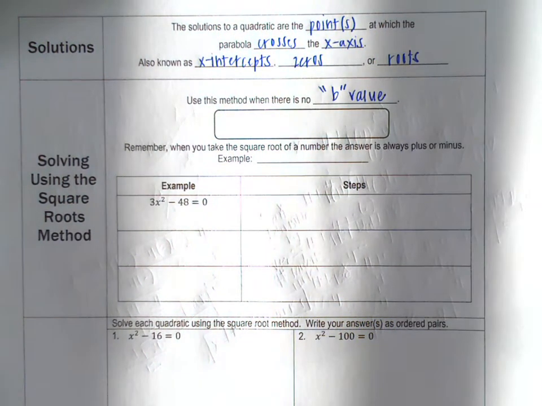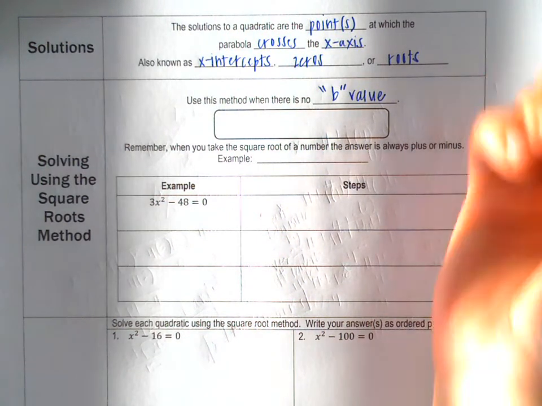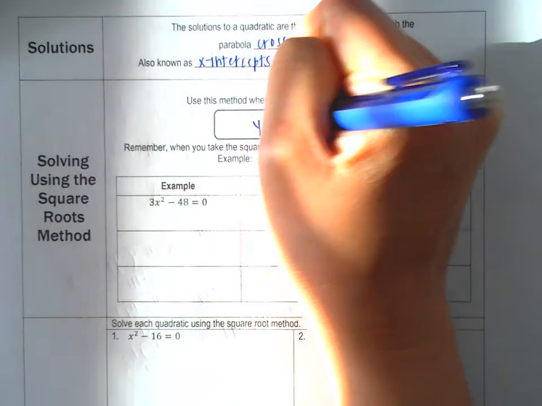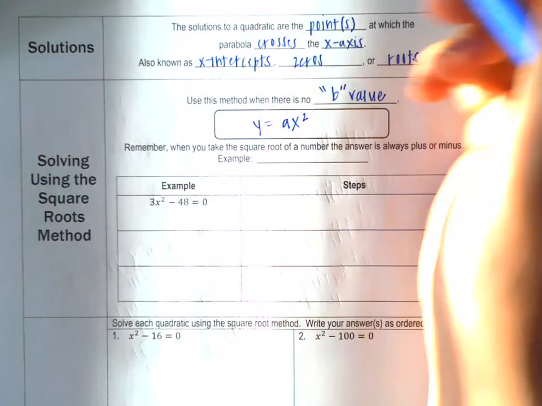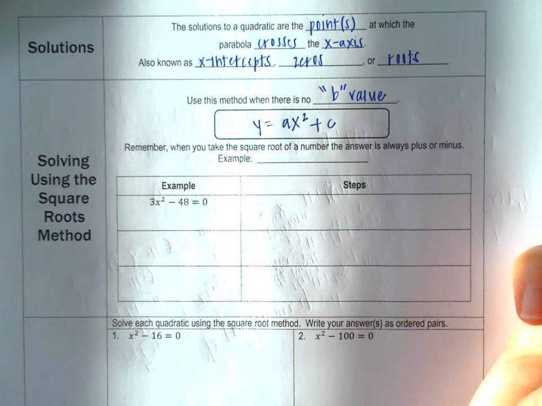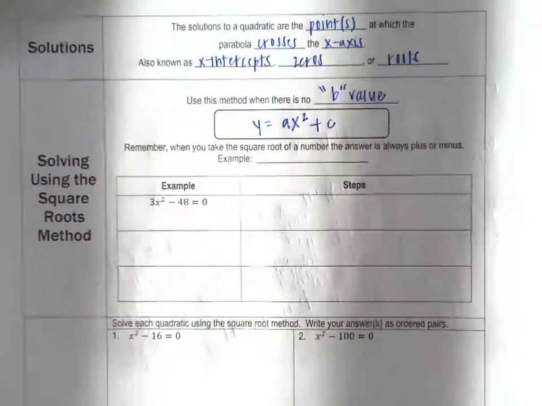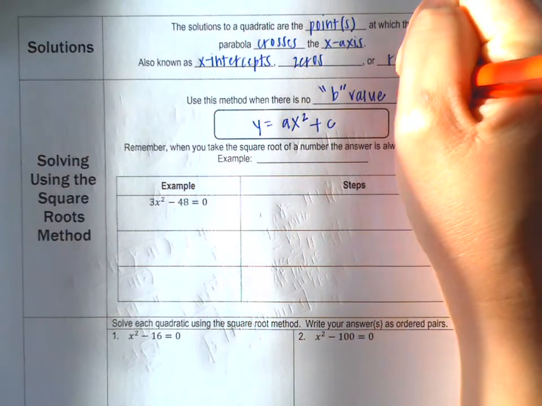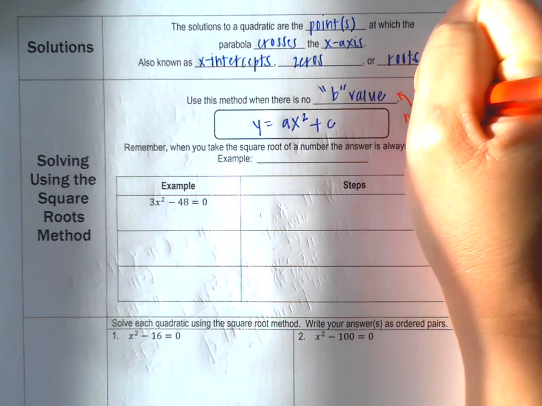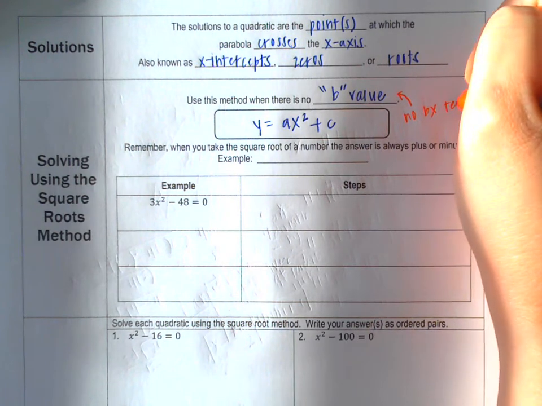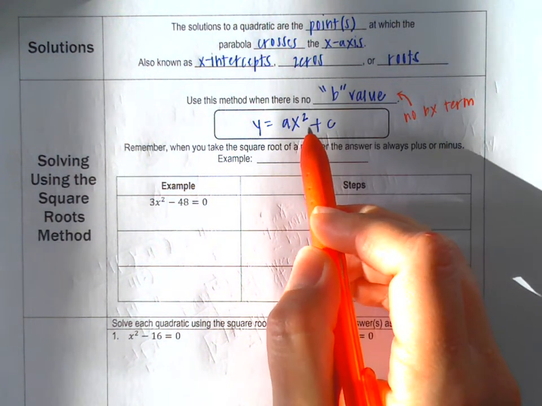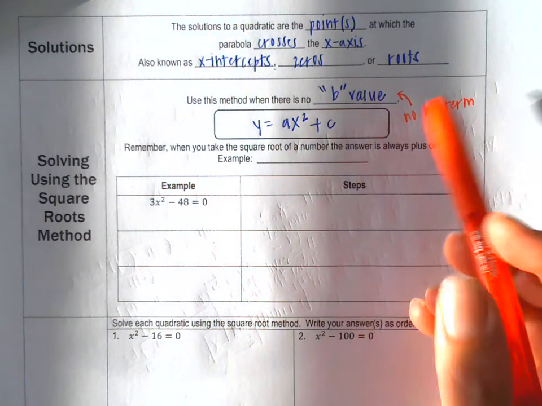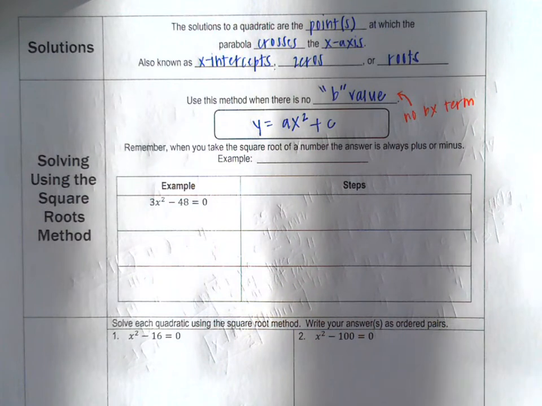What I mean by no b value is your quadratic in standard form looks like this: y equals ax squared plus c. What's missing is the x term. Typically in the middle there's ax squared plus bx plus c, and we use this method when that bx term isn't there.